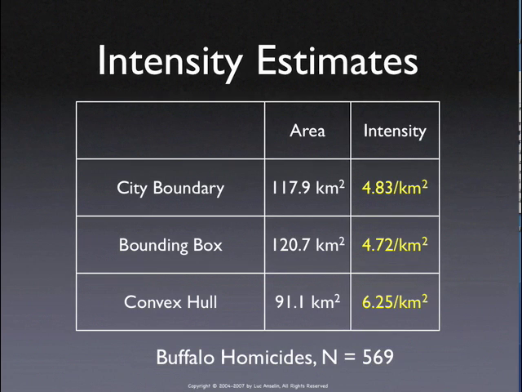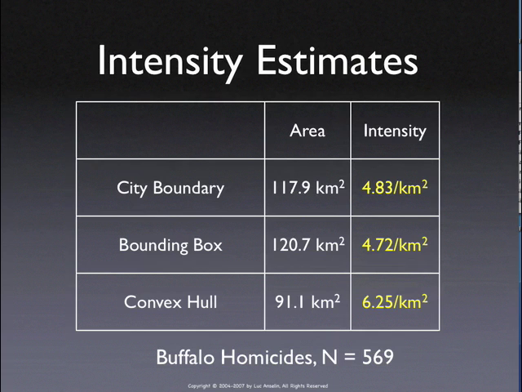We have 569 homicides. Depending on the boundary that we use, we get a range, not a big range, from about 121 square kilometers to 91 square kilometers. The tightest is the convex hull. So as a result, that will have the highest intensity, on average, 6 homicides per square kilometer.